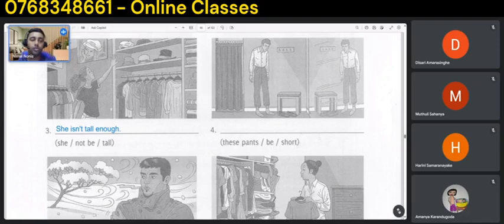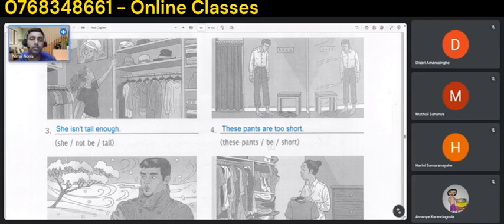And if you look at the fourth one, you can see these pants, be verb, short. Okay, so you can see these pants are too short, no? So that should be the right answer. These pants are too short.